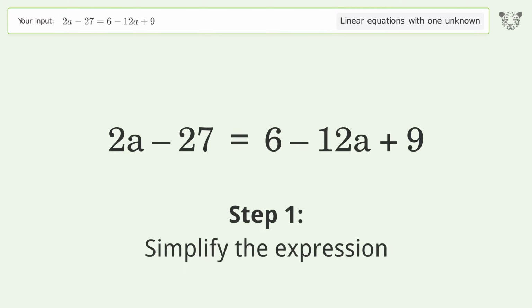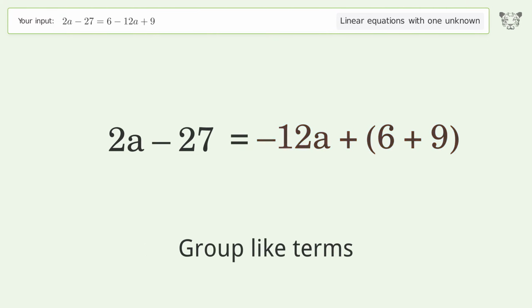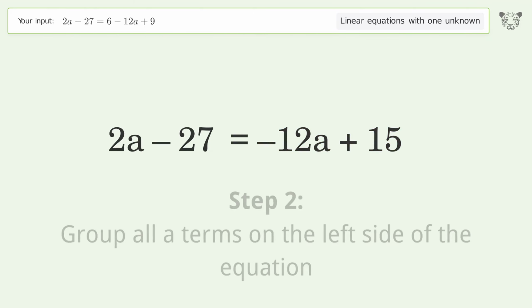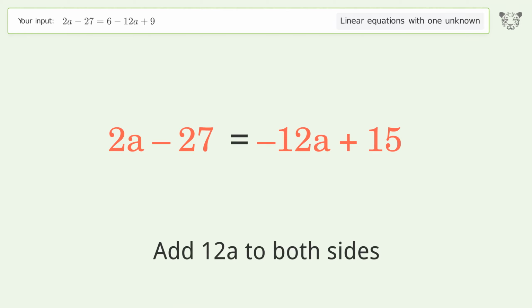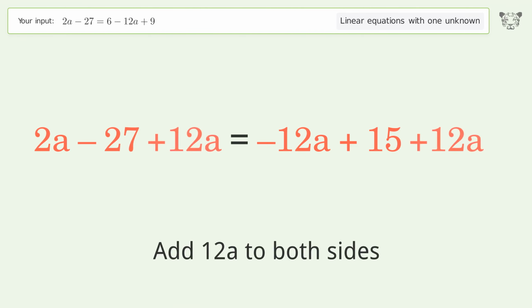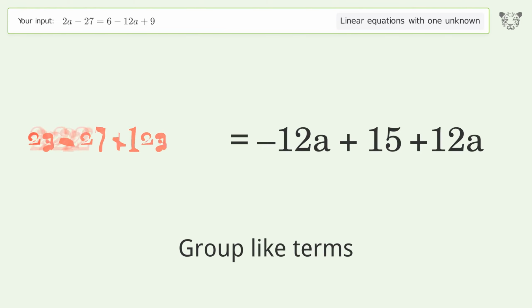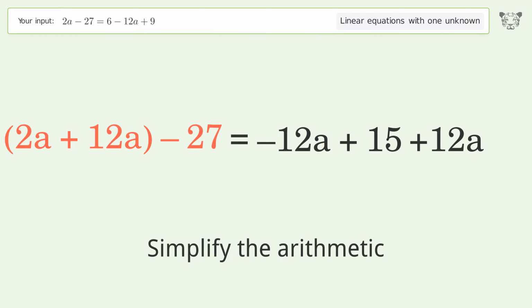Simplify the expression. Group like terms. Simplify the arithmetic. Group all a terms on the left side of the equation. Add 12a to both sides. Group like terms. Simplify the arithmetic.